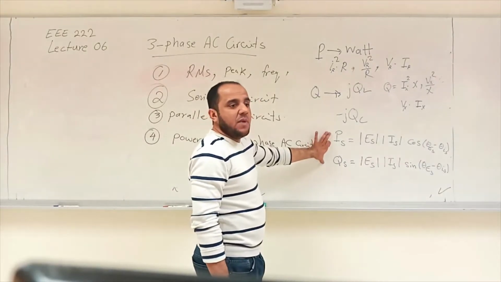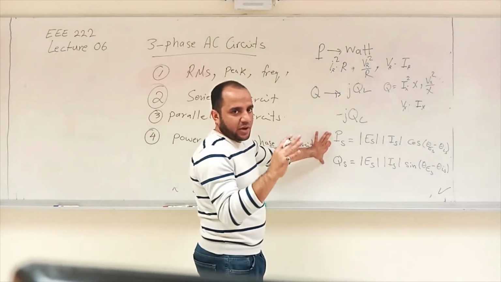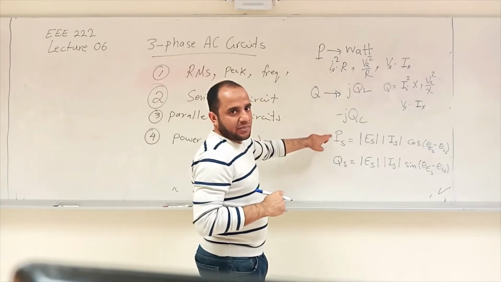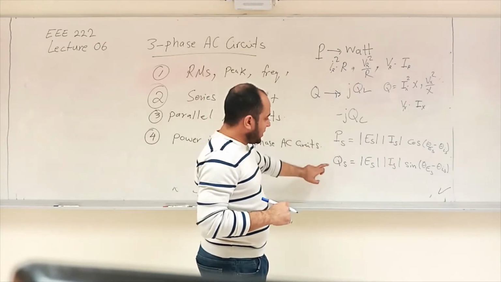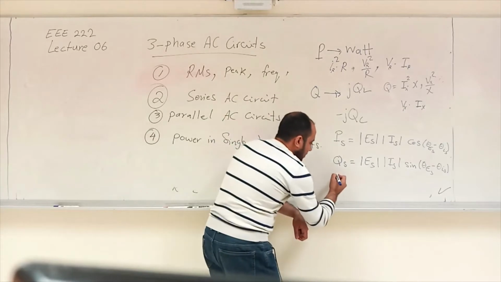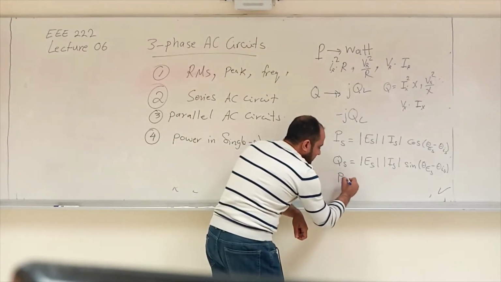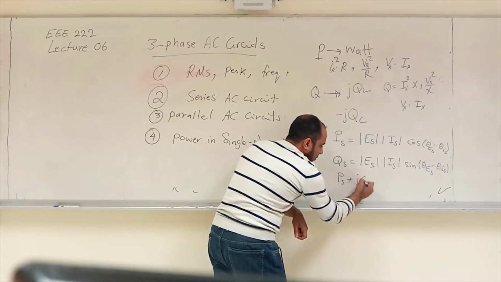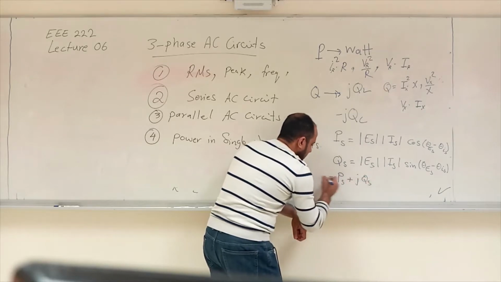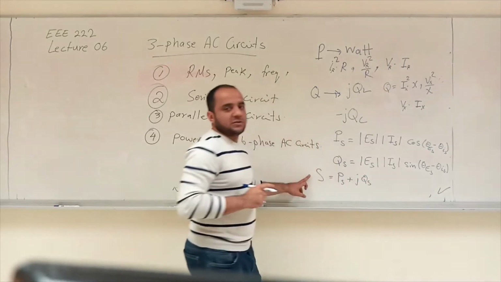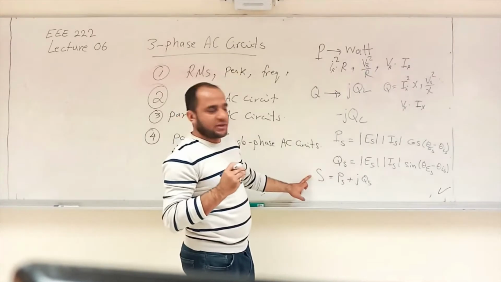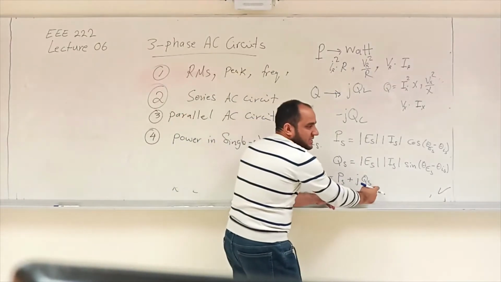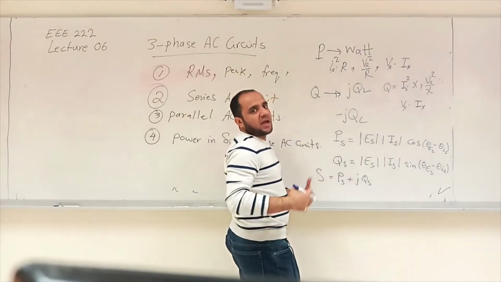If you add them up, and remember, we cannot add them directly because this is a scalar number, a real number, and this is an imaginary number. So you have to add them like this. It's PS plus or minus jQS, right? This will give you the total apparent power in volt ampere. So apparent power is a complex number. That's why we also call it a complex power.